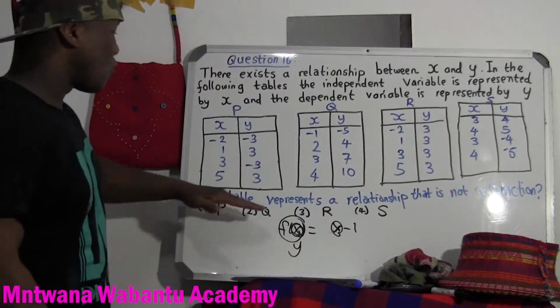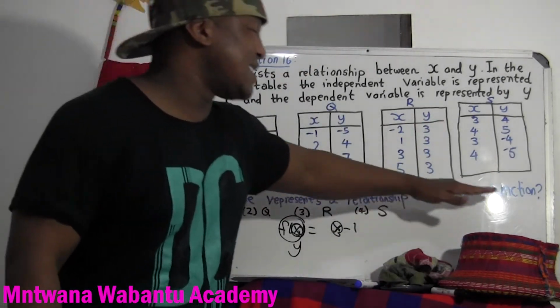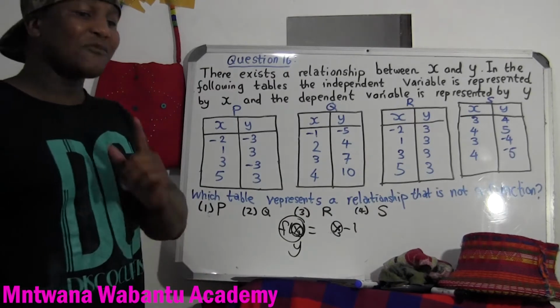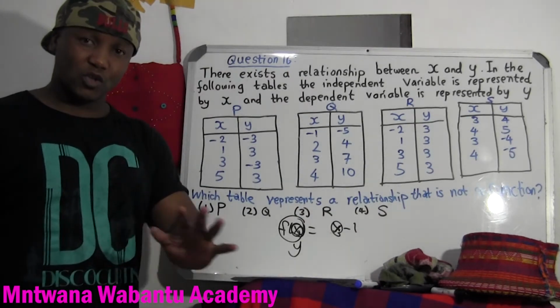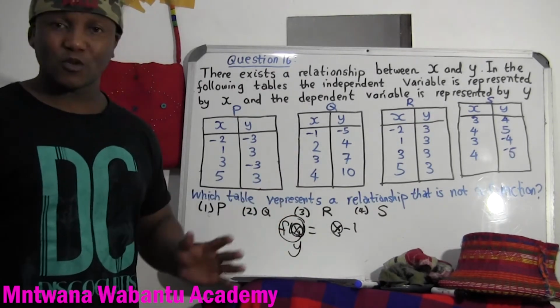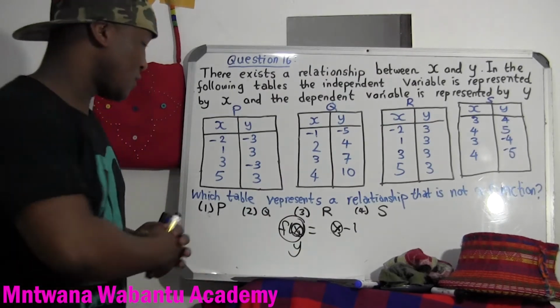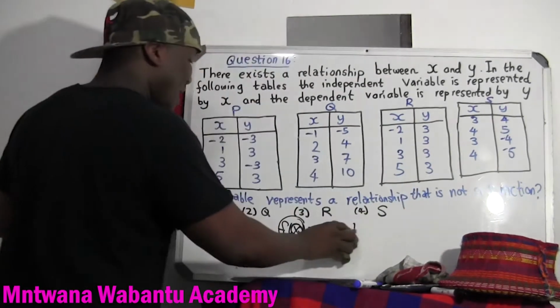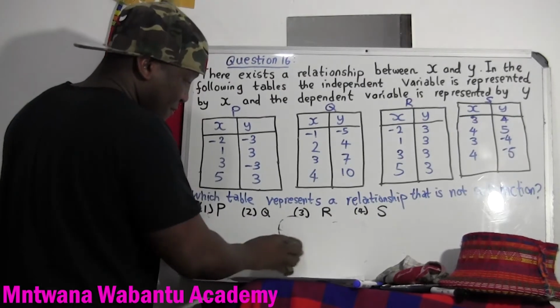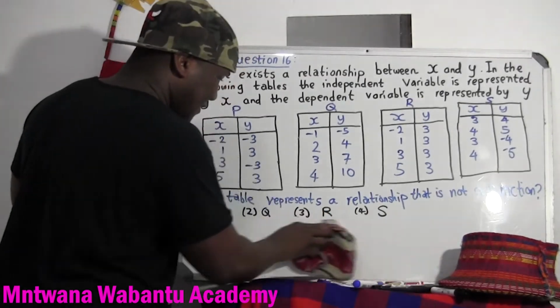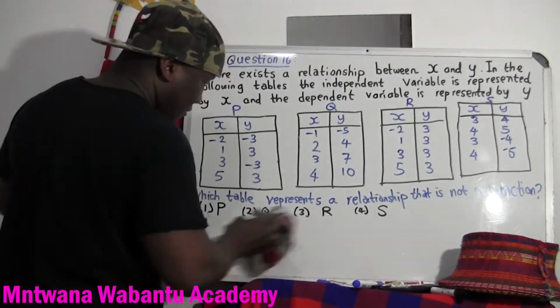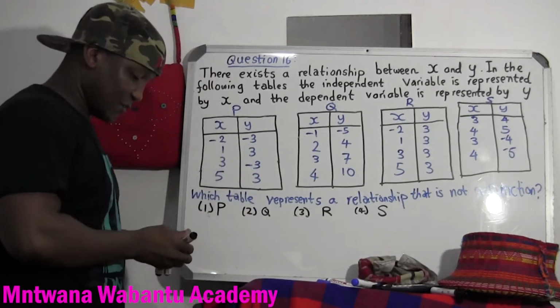So now we have to talk about which table represents the relationship which is not a function. Now I have to explain relationships to you before we solve this question, because otherwise you won't be able to solve it. So just two minutes of your time, and then you'll be able to understand everything. So our relationship is like this. Okay, let's see the types of relationship.